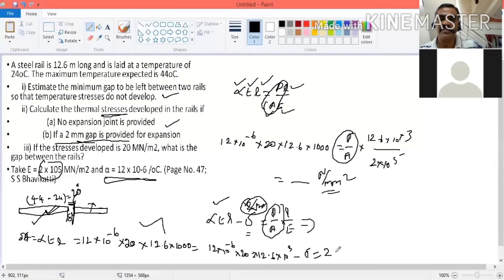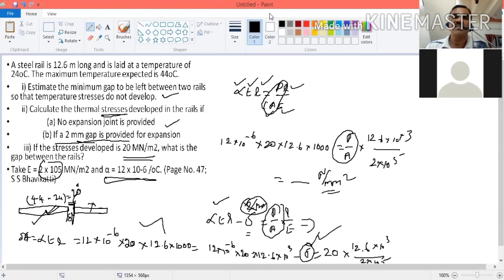So you can straight away substitute 20 into, what is L? L is equal to 12.6 into 10 power 3 divided by Young's modulus. Young's modulus is 2 into 10 power 5. Now you find the value of delta. So if you want to develop maximum of this stress, then delta value you can calculate by using this equation. This is the way you have to solve this problem.